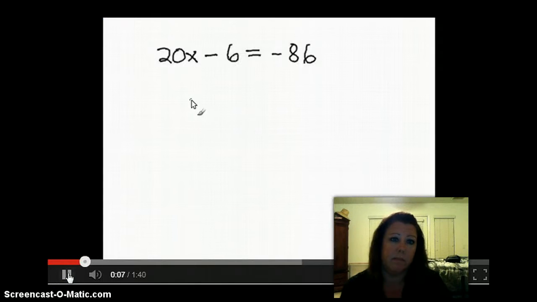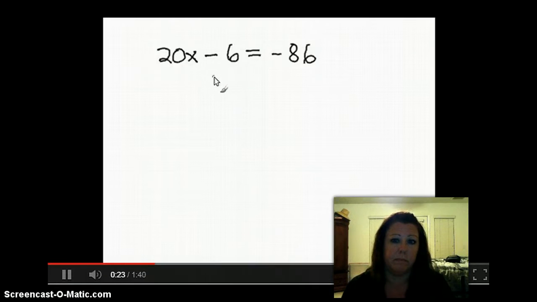Solving two-step equations. In this problem, we will be solving for x, and that means to get x by itself. To start off, we must get rid of this minus 6. Now minus 6 is the same thing as negative 6, and to get rid of it, we must add 6 to change it to 0. And if I add 6 on one side of the equal sign, I have to add 6 on the other side.